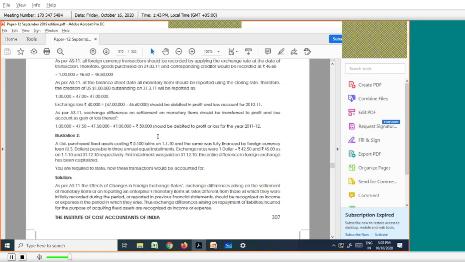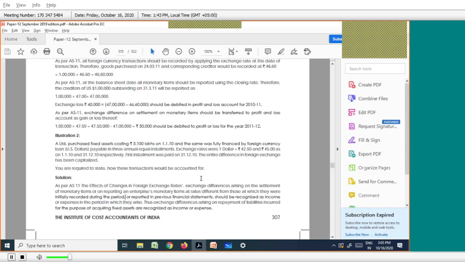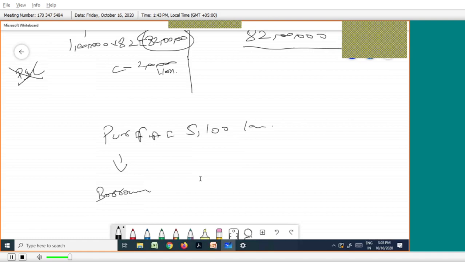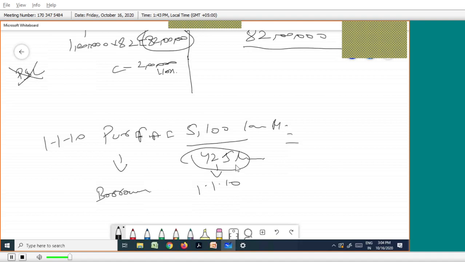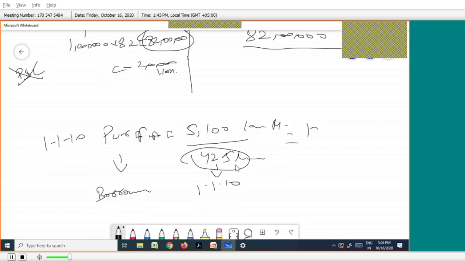So, as per the question, A Limited is purchasing fixed assets of 5,100 lakhs. How are they purchasing? By borrowing. It is given in the question. What is the dollar rate when they are purchasing on 1/1/10? The dollar rate on 1/1/10 is 42.5. So 5,100 lakhs in rupees divided by 42.5 rupees per dollar equals how many dollars? I think it is 120 lakhs dollars.